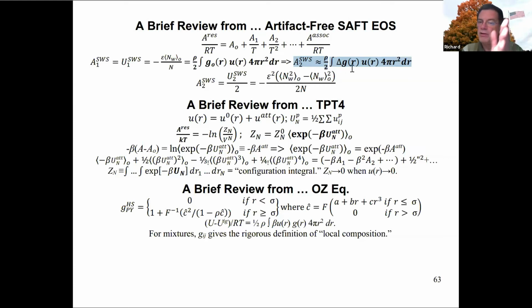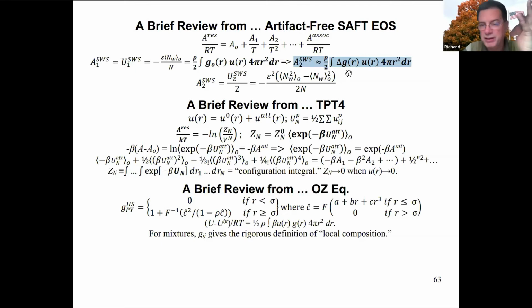And so figuring out the details, and especially if we get to mixtures, talking about the composition dependence of these higher order contributions, we need to focus on this delta g contribution. And so you're going to see some graphs of what delta g looks like.